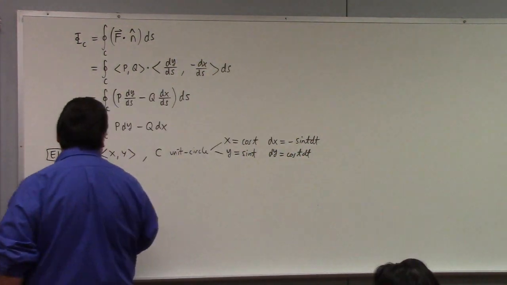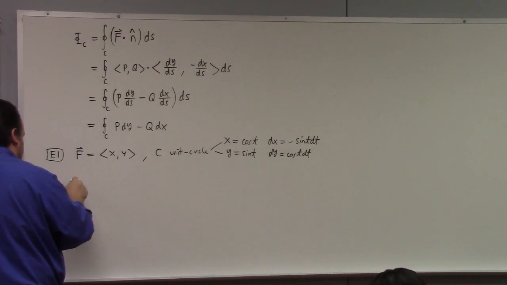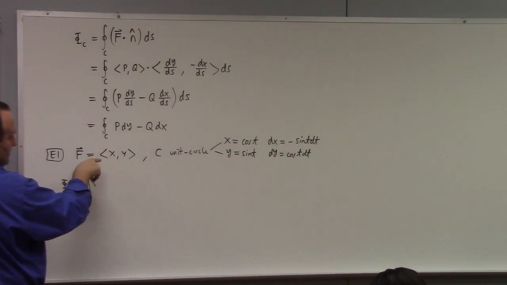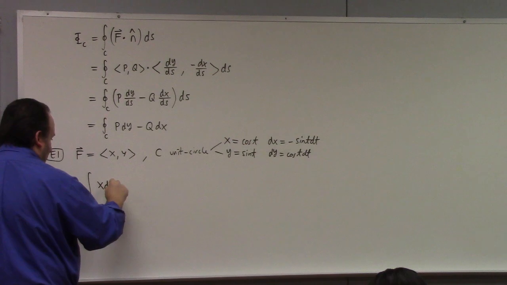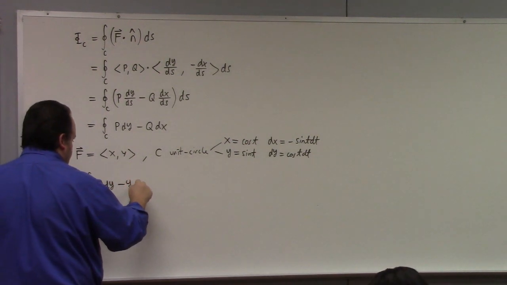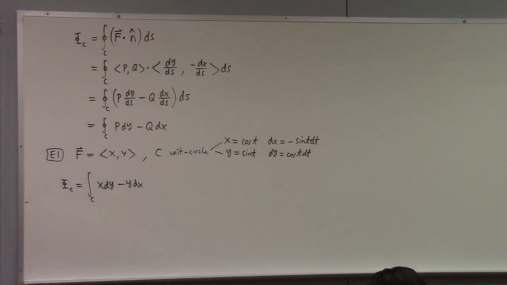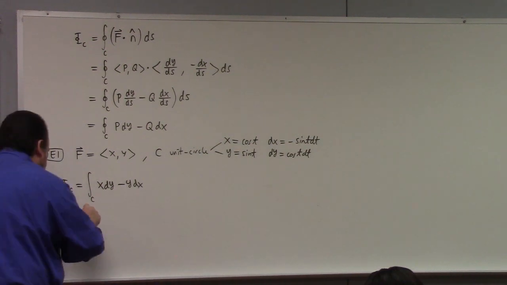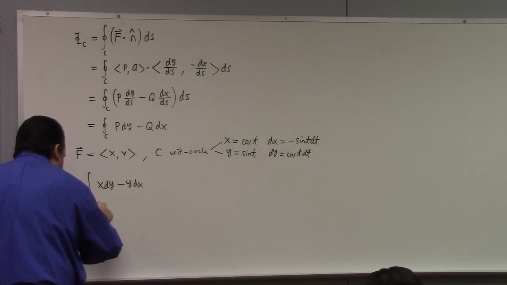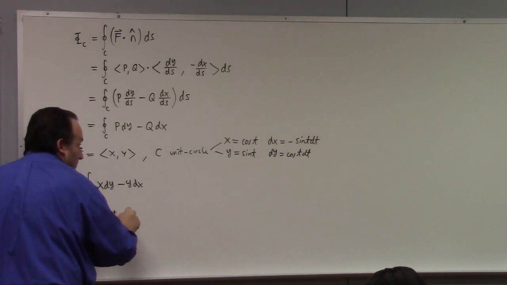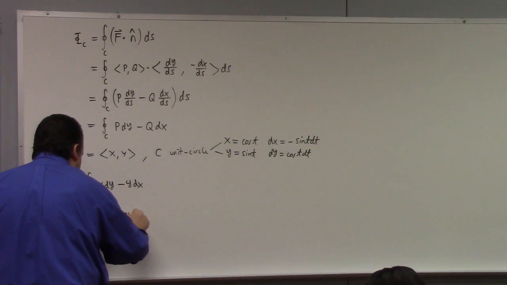So if I'm going to calculate the flux of this vector field through the unit circle, well, I've got to integrate, let's see here. My p is x, so I've got x dy minus y dx, right? That's what I'm integrating here, but now just plug in the formulas, right? What are the formulas here? Integral from 0 to 2 pi. My x is cos t. My dy is cos t dt.